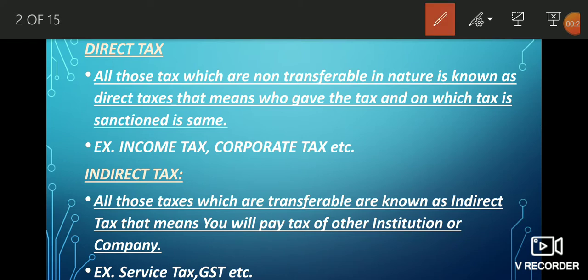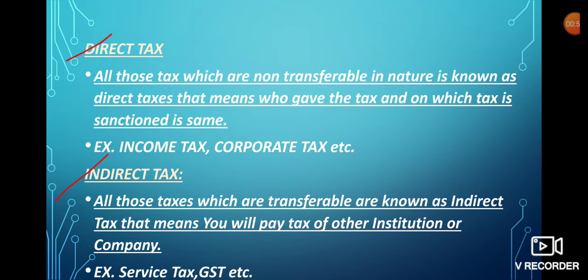First, we have the direct tax. All those taxes which are non-transferable in nature are known as direct taxes. For example, income taxes, corporate taxes, etc. Then we proceed towards the indirect taxes. Indirect taxes are all those taxes which are transferable in nature. For example, service tax, GST, etc.